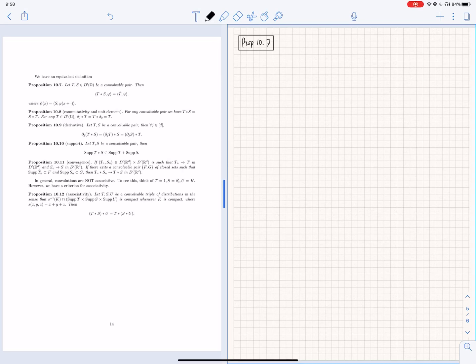So let's show this. First we consider any test function phi, and we consider a C infinity function with compact support, which is equal to 1 on the compact set given by all those x in the support of T, such that there exists a y in the support of S with the property that x plus y belongs to the support of phi.